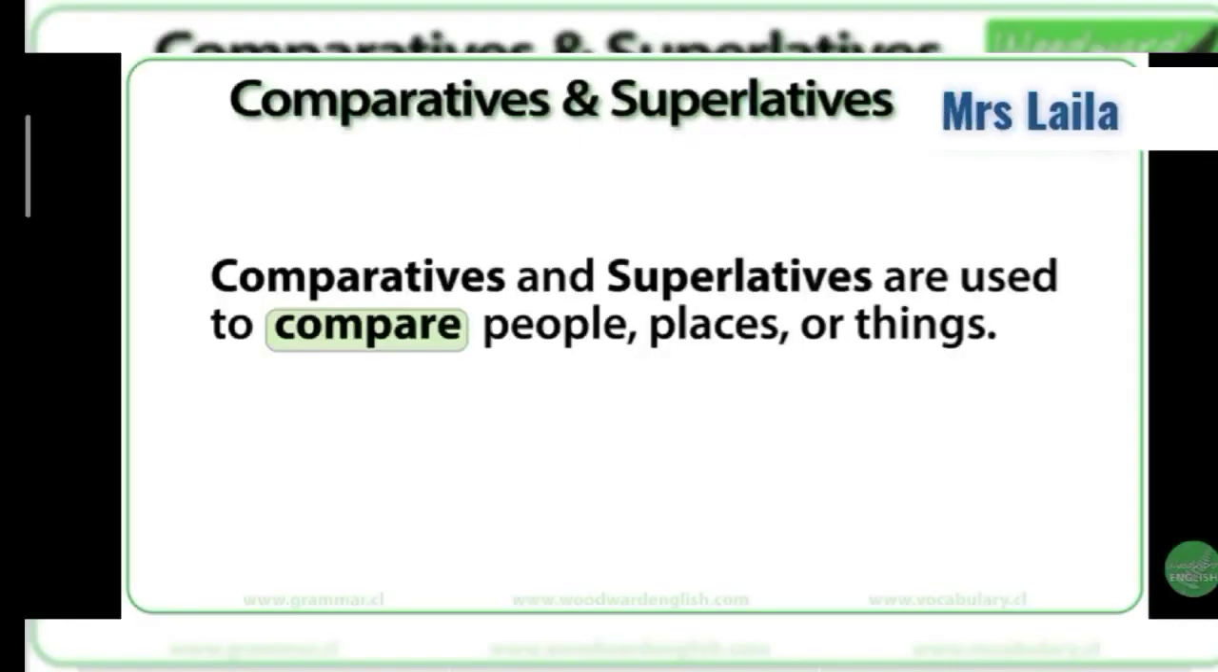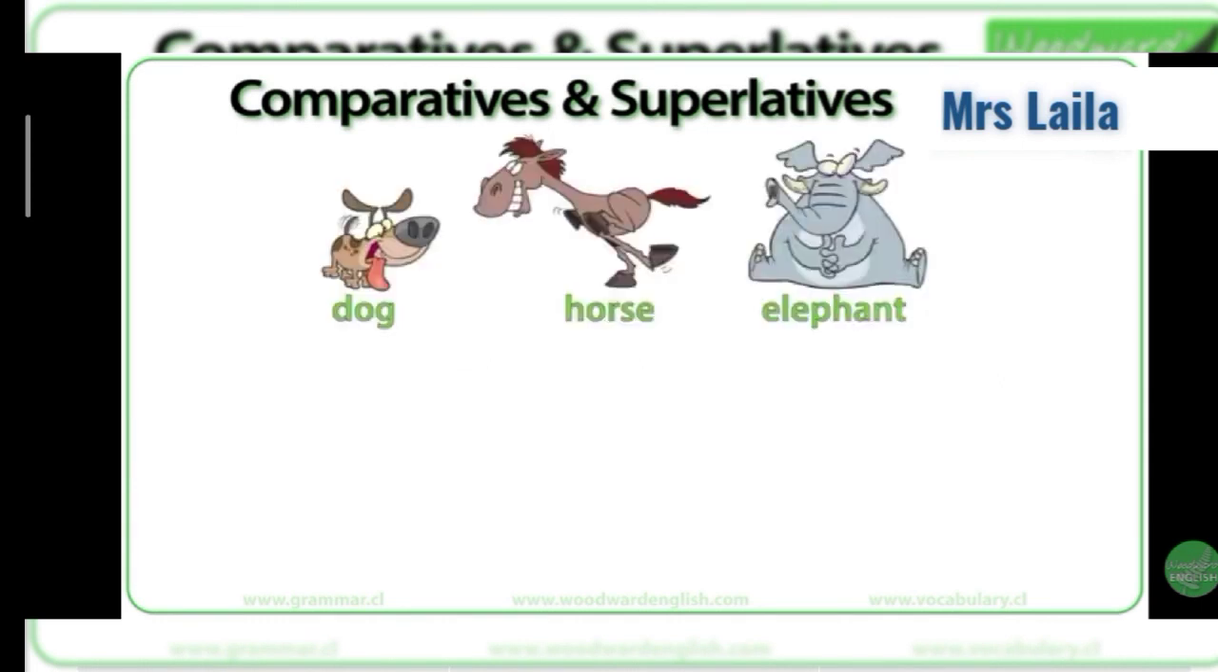Today we are going to talk about the comparative and superlative adjectives. Comparatives and superlatives are used to compare people, places, or things. Here we have three animals: a dog, a horse, an elephant. How can we compare these three animals?